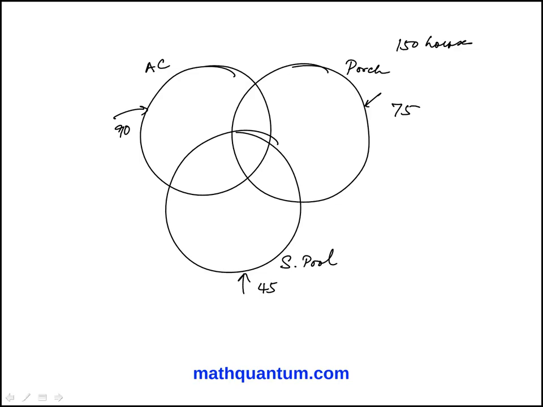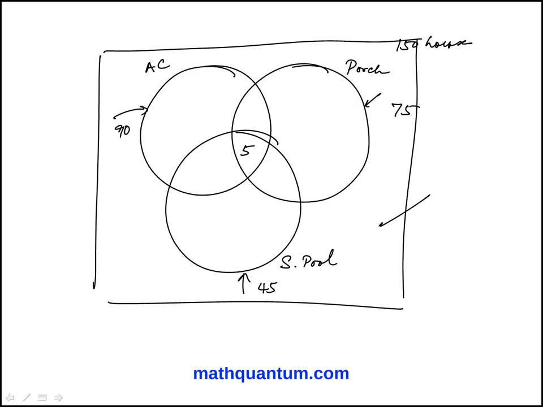Now, of course, there are overlaps here. I'm told 5 of the houses have all 3 of these amenities. That means this region. And 5 have none of them, so that 5 would be outside. And the question is, how many have exactly 2 of these amenities?